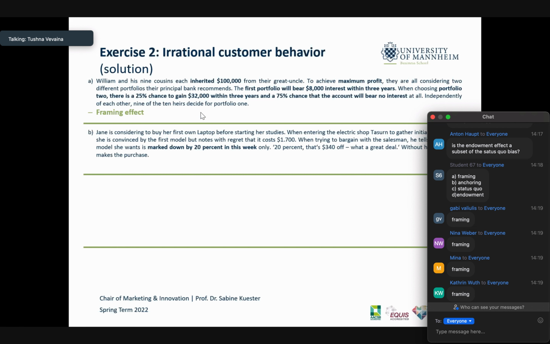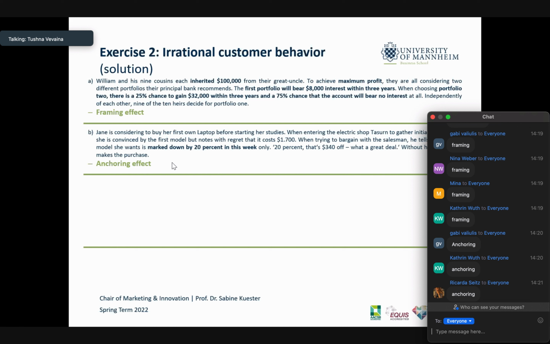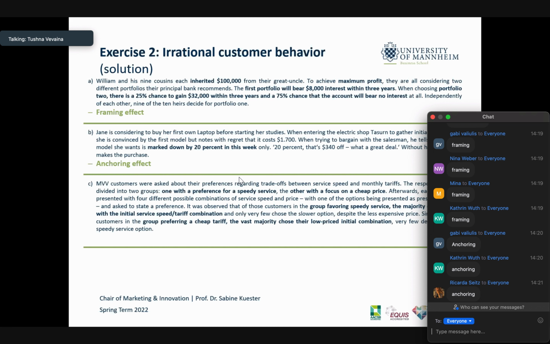Then the next question that we had was about a girl entering an electric shop who wants to buy a laptop. Anyone wants to answer which kind of cognitive bias might play in at this point? Anchoring, exactly. The best way I can explain the anchoring effect is with this example. She says, oh wow, 20% off is $340 off, and she sees this and wants to go in for the purchase. That's why we say the anchoring effect may be used quite often when people offer sales or discounts in B2C marketing.